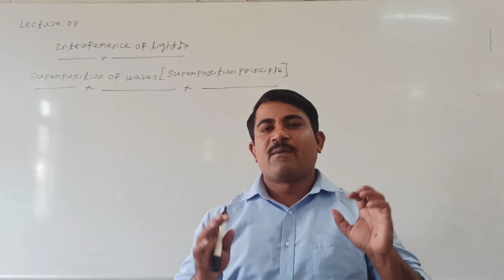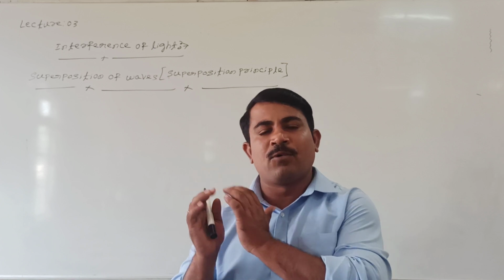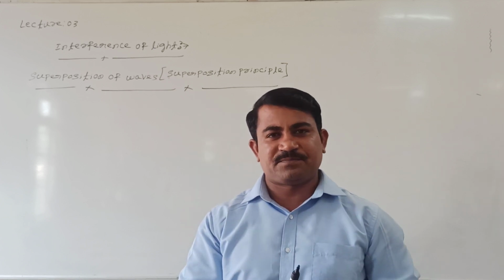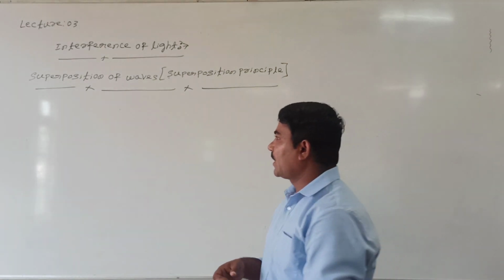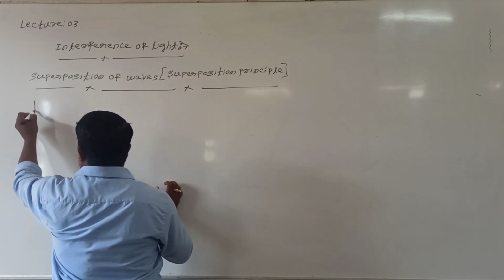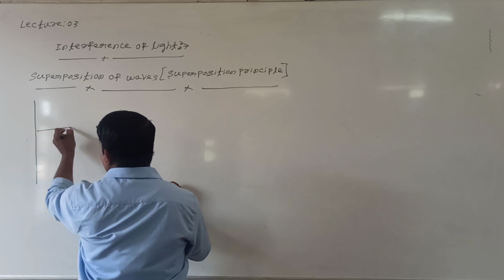What is it? When two or more waves overlap each other, this phenomenon is called superposition of the waves. How superposition takes place, that we will see. Look at it. I can take this as a linear source of light. From this linear source of light, consider this as one ray.